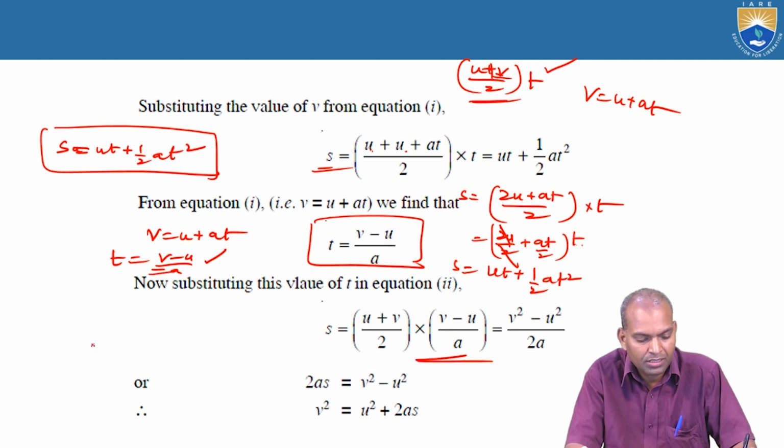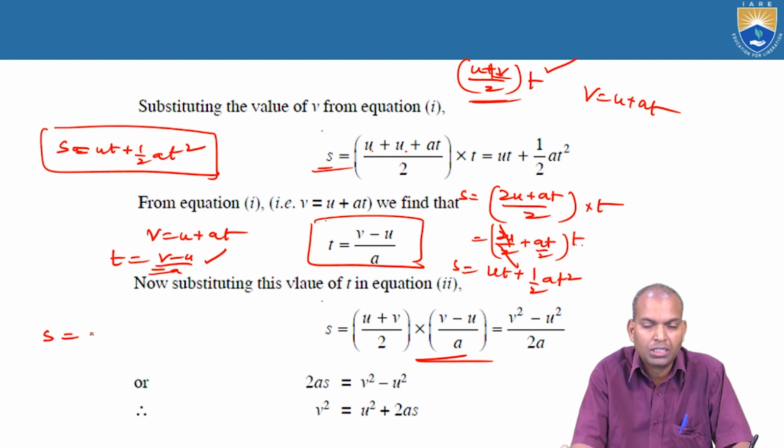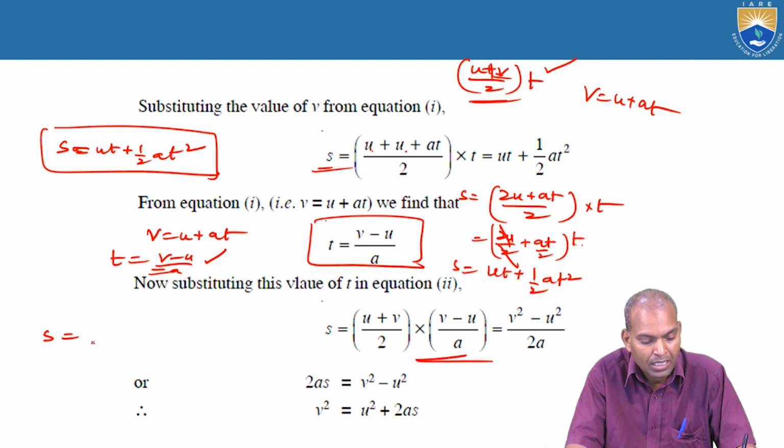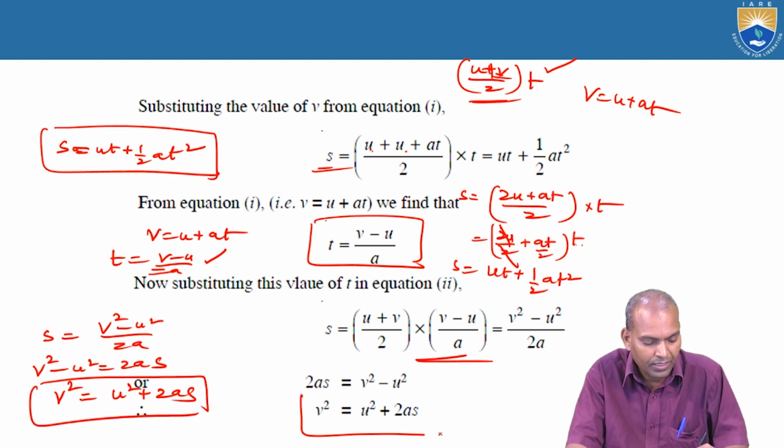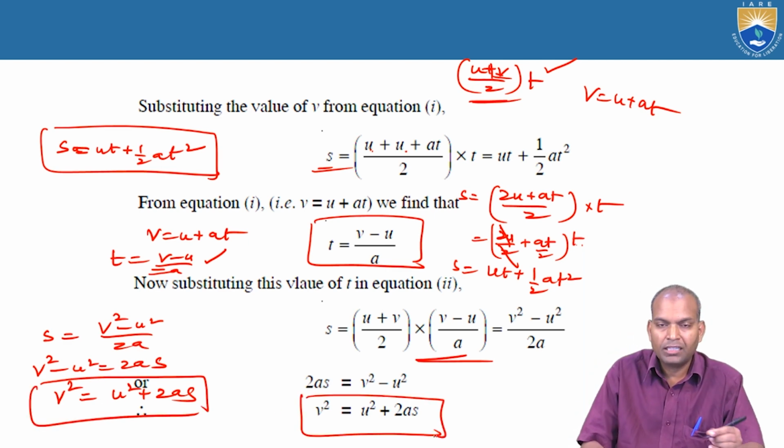Then what will happen here? That equation is transformed into another term, that is (v² − u²)/2a. If it is simplified, v² − u² = 2as, whereas v is the final velocity, so v² = u² + 2as. This is the final one.